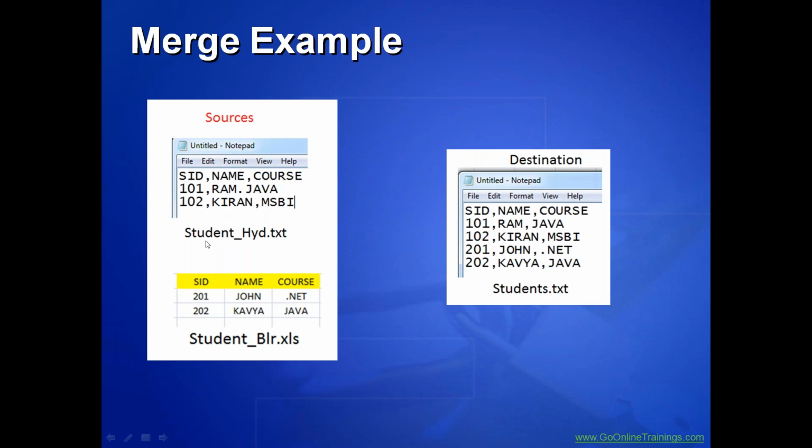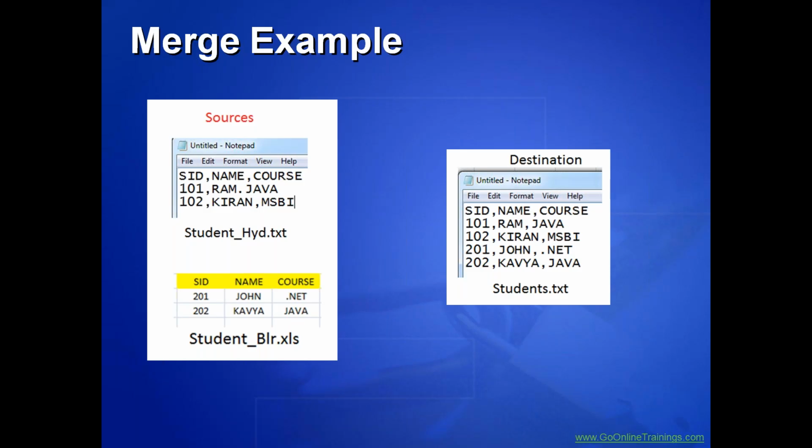I have sources students Hyderabad text and students BLR XLS. These are two different sources: one is a flat file and the other is an Excel file. I want to combine and merge the data and create one text file, or dump the data into a SQL table, or an Excel file, or anything else. If you want to merge the data from more than one source, that is where we use merge.